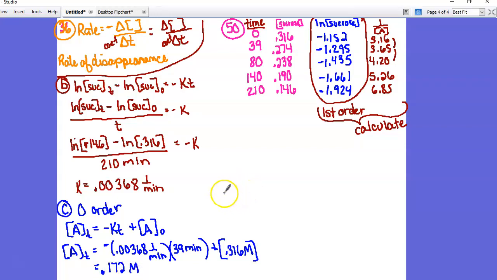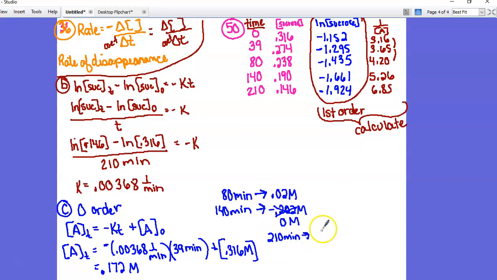And I'm just going to write the other ones down here. You do the same thing for 80 minutes. Same thing, except 39, you do 80 minutes, and it's 0.02 molar. 140 minutes is negative 0.202 molar. So obviously that can't exist. You can't have a negative concentration. So that would be 0 molar. Well, if you have no sucrose left at 140 minutes, that's what that means. You don't even have to figure it out at 210 minutes, because if you have none left at 140 minutes, you have none left at 210 minutes.